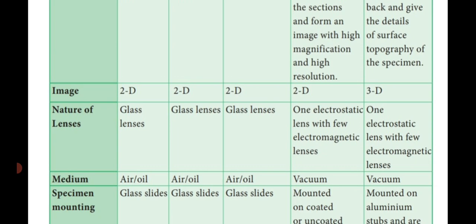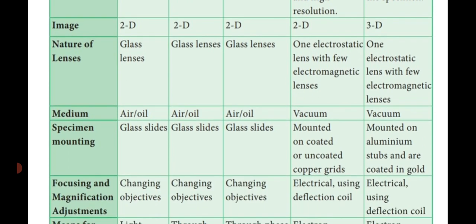Then the nature of the lenses. First one, glass lens. Then the transmission electron microscope uses an electrostatic lens with a few electromagnetic lenses. So two lenses are used: one is the electrostatic, another is the electromagnetic lens. The last one also uses an electrostatic lens with a few electromagnetic lenses. Then the medium: the first one is air and oil. The last two are vacuum and vacuum.